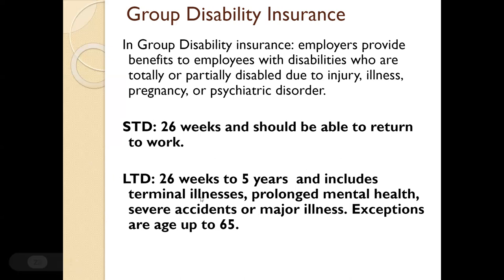Now, what the book mentioned was terminal illnesses, prolonged mental health, I'm talking about severe psychiatric disorders, maybe somebody had an aneurysm and they have a stroke, so there could be a long-term rehabilitation, severe accidents or major illnesses. Now, I don't understand, maybe you can chime in on this, Andrew. What is the exception about if somebody's up to the age of 65? They can just automatically receive long-term disability?